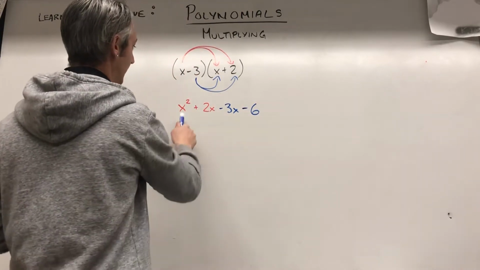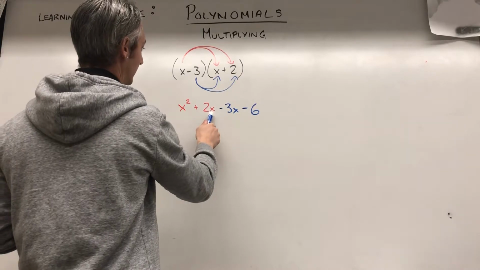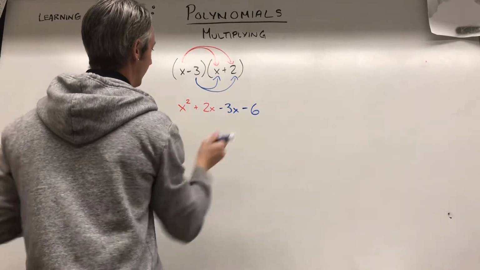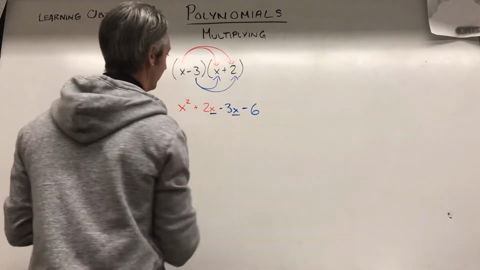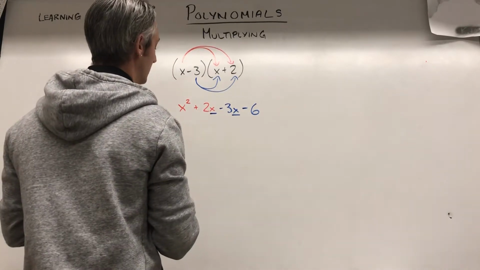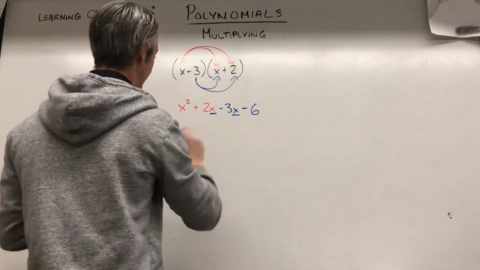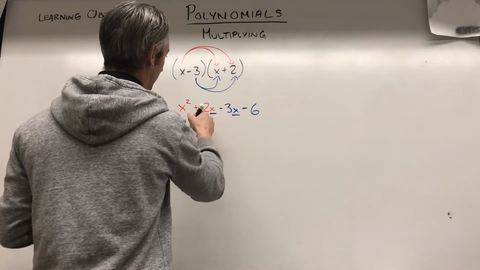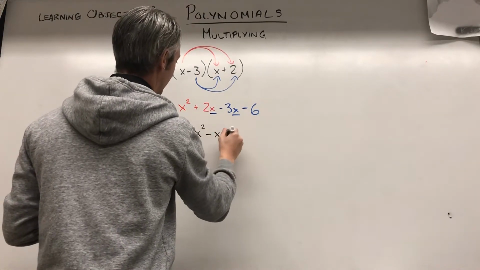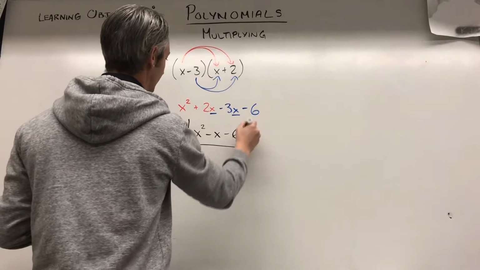Okay, and then I look here. Do I have any of the same variable here? Yeah, well I have x here and x here. So I can actually add these two sets together. So this gives me a final answer of x squared, 2 minus 3 minus x minus 6. And that is my final answer.